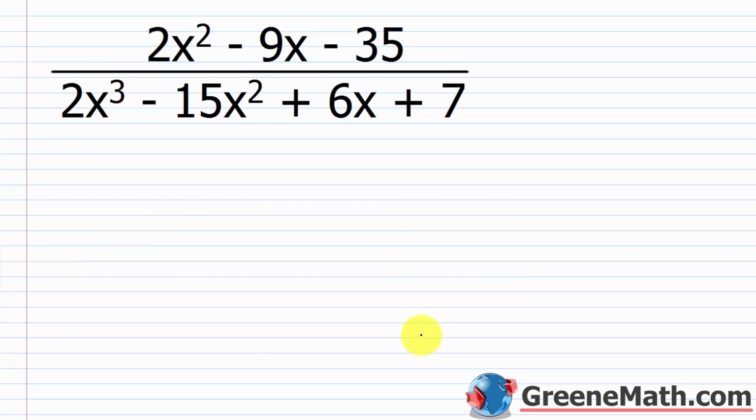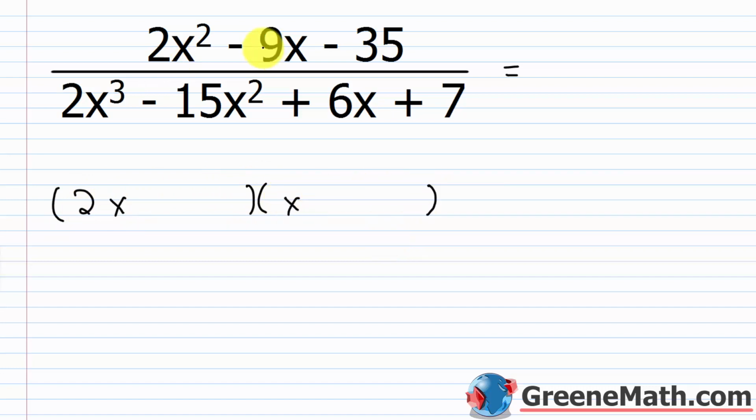All right, for the last problem, we're going to look at one that's a little bit challenging. So we have 2x squared minus 9x minus 35 over 2x cubed minus 15x squared plus 6x plus 7. So let's start by just factoring the numerator. So I'm going to use reverse FOIL here. This guy's prime, so it's going to be pretty easy.